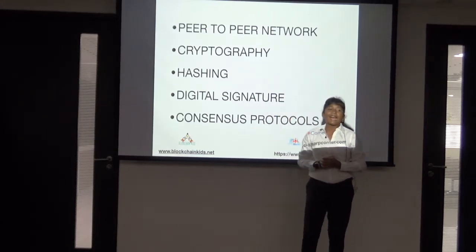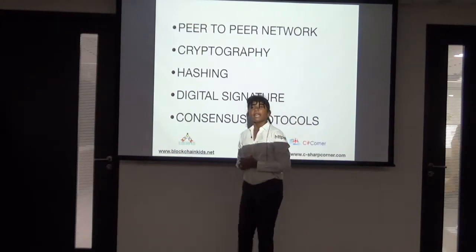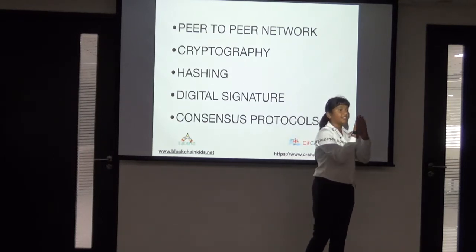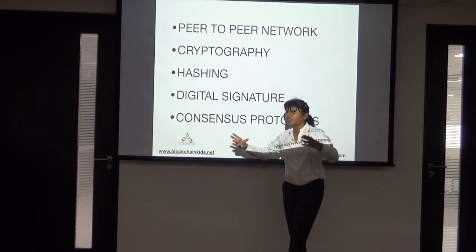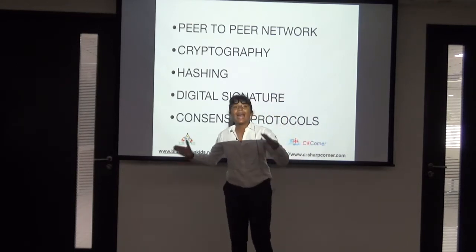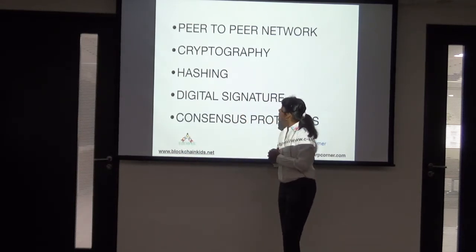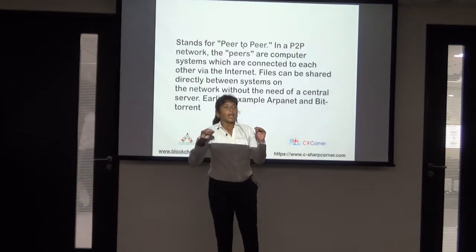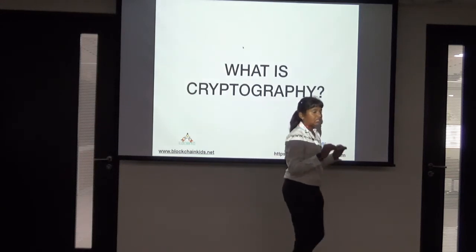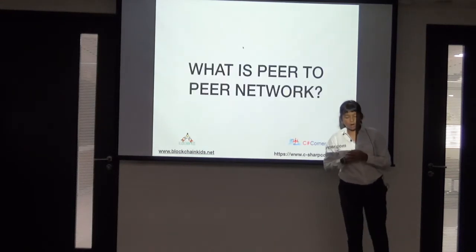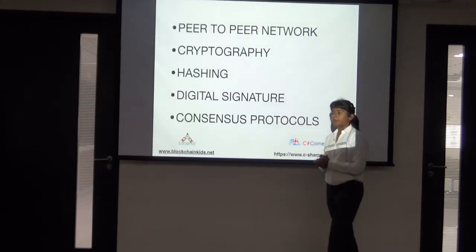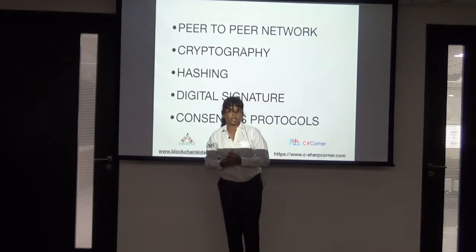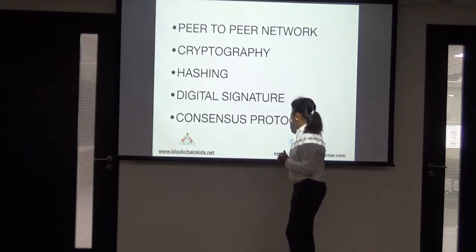Now the next one is hashing. You have a text and in that text you are changing the string of that text into a complex code. This is called hashing. Now we have digital signature. If there is a message, a document, or software, when it needs to be authenticated, we use digital signature. Now we have consensus protocol.